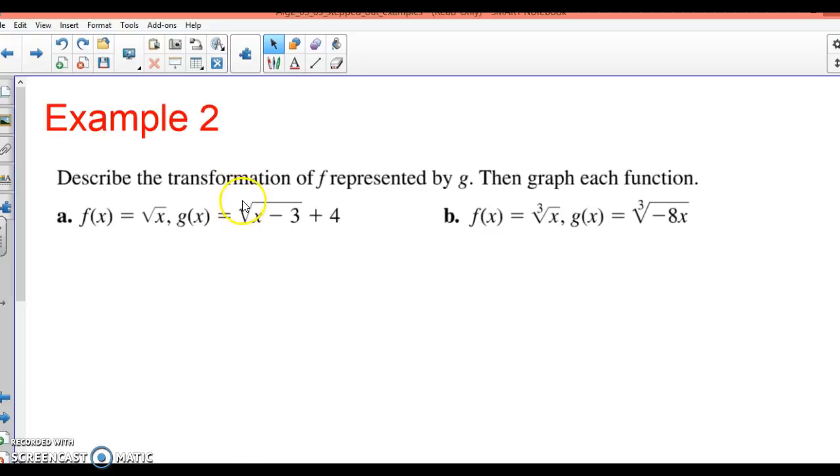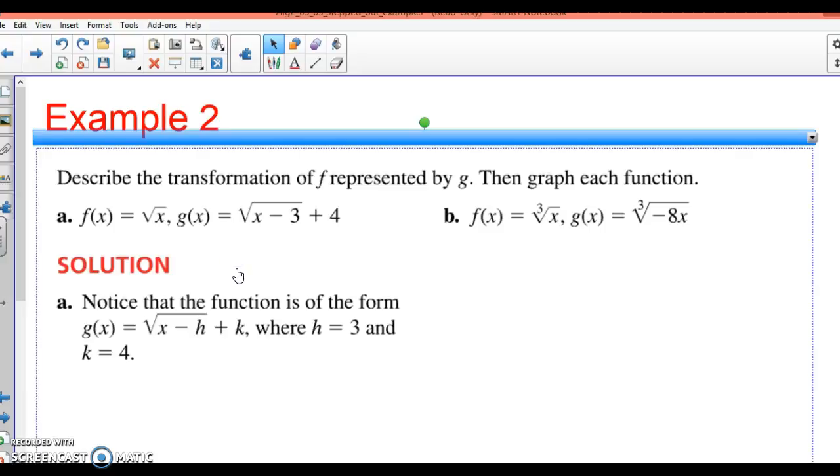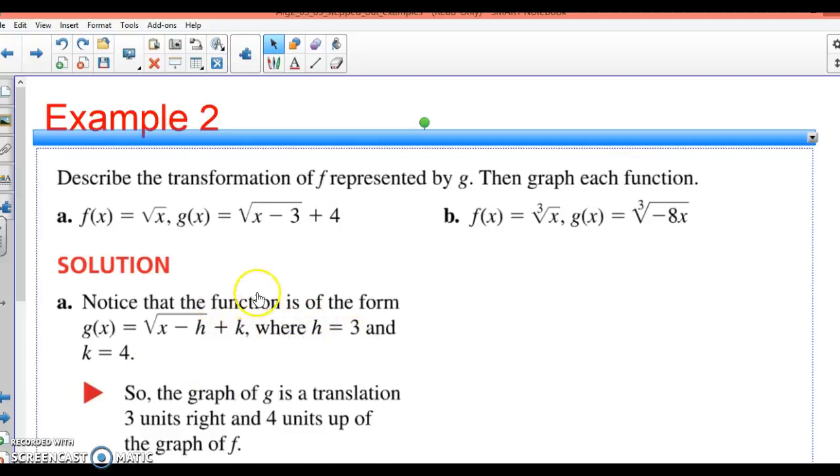We're going to describe the transformation that's represented. My first function, my f of x, I see as the square root of x. I'm transforming it here to get g of x. What I see is I have an h value, something underneath the radical sign, and a k value, something outside the radical sign. My h value is 3, and my k value is 4. So I know that this h value of 3 would translate it 3 to the right, and this k of 4 would translate it 4 up.